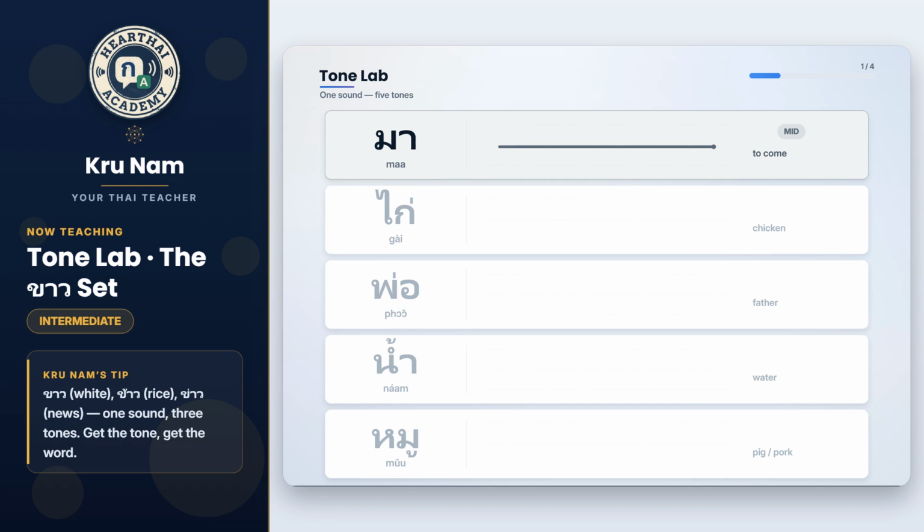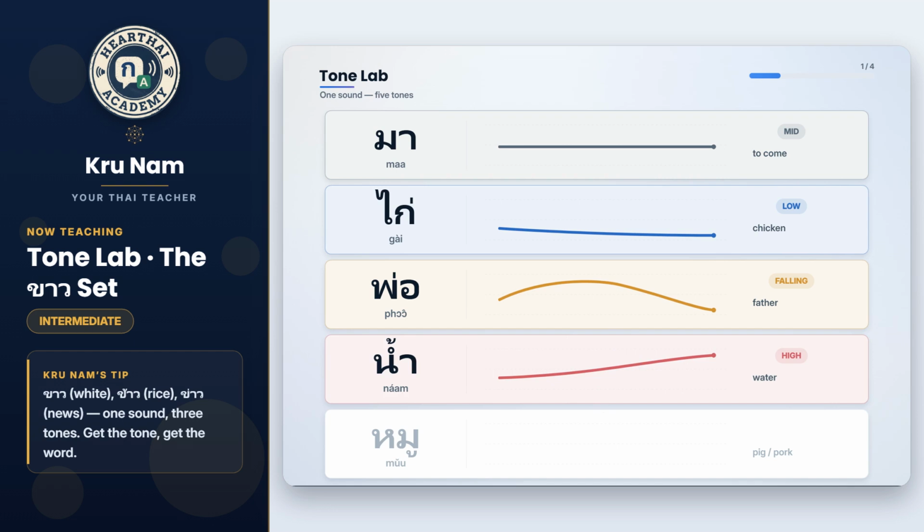Ma. Mid, flat and steady. It means to come. Gai. Low, right down at the bottom. That's chicken. Paw, falling, up then straight down. It means father. Nam, high, up and staying bright. Water, maybe the word you say most in Thailand. And mu, rising, dipping then lifting like a question. That's pig or pork. 5 words, 5 tones, and each one lives or dies on the melody of your voice.